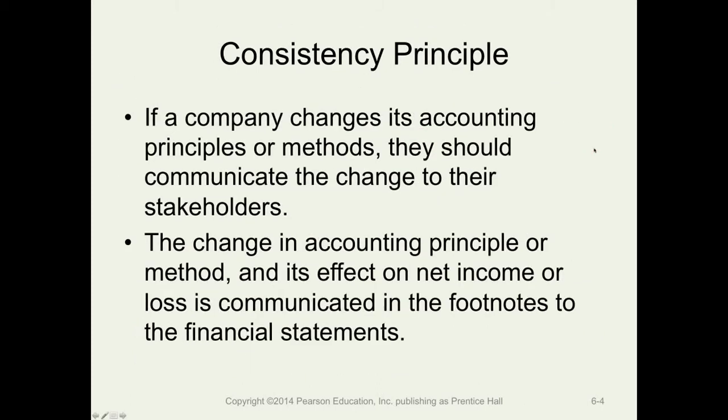So even though there's consistency and a company could change its method, if there is a compelling or a justifiable business reason, that change and its effect on net income has to be communicated to its shareholders in the footnotes. And of course, these footnote disclosures are part of full disclosure, which we'll get to. So if a company makes an accounting change, it can do so if it's justified, but it must be fully disclosed in a footnote.